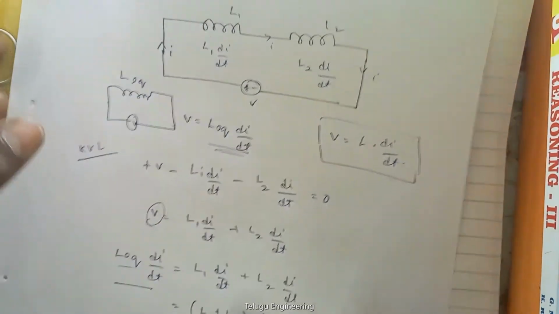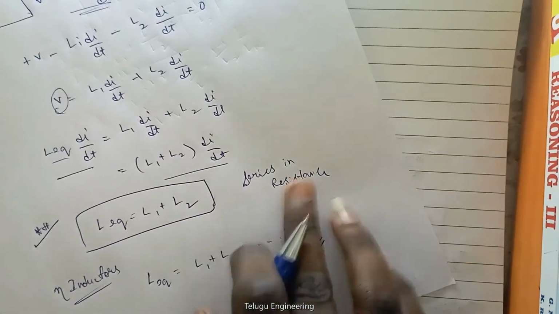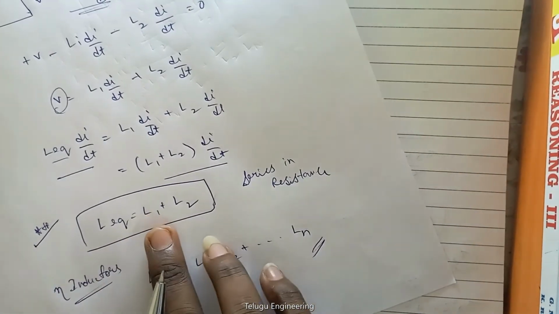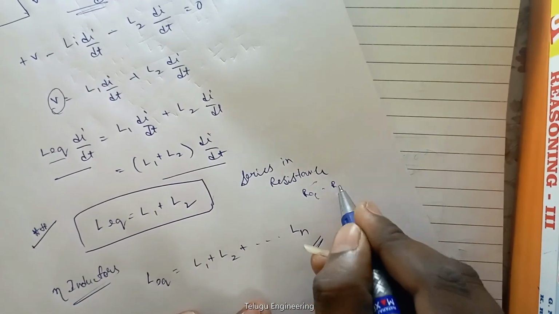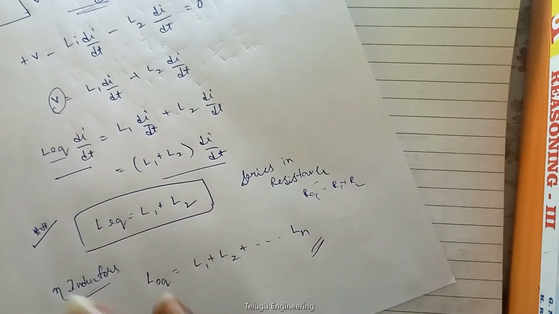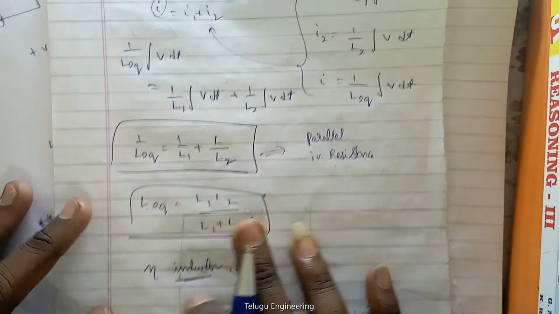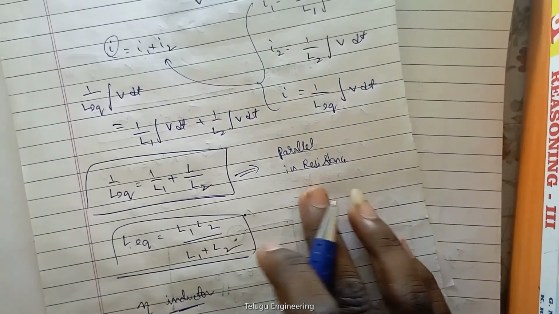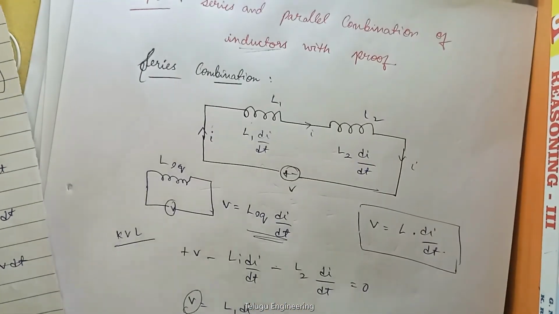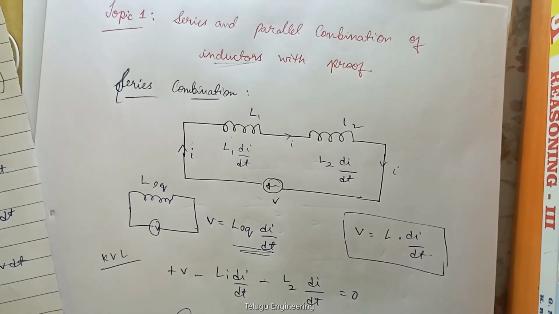The series combination is also the same as your resistance in series, that is L equivalent equal to L1 plus L2, just as in resistance we got R equivalent equal to R1 plus R2. Even the parallel combination of inductance is also the same as parallel resistance. Okay, so this is about the concept of series and parallel combination of inductance.